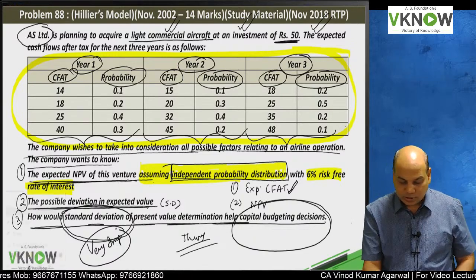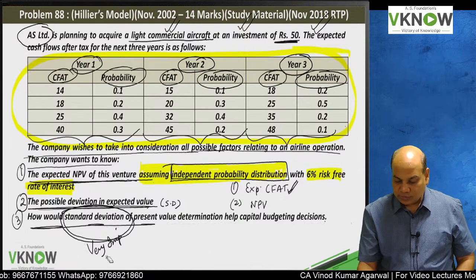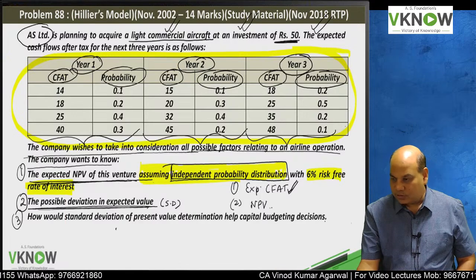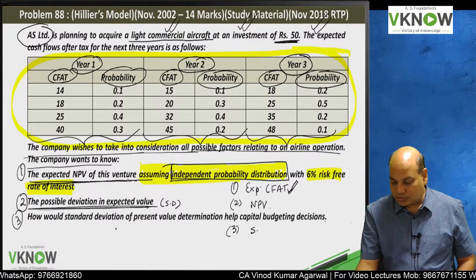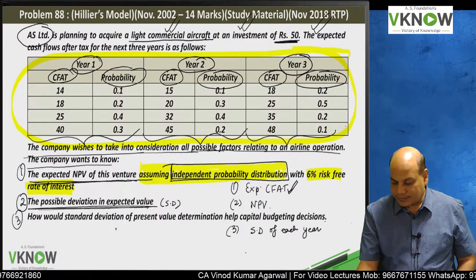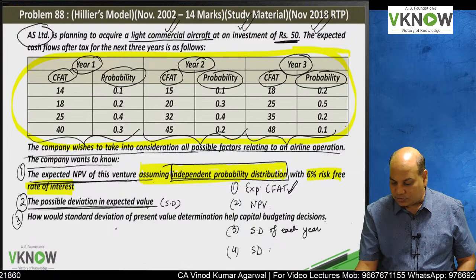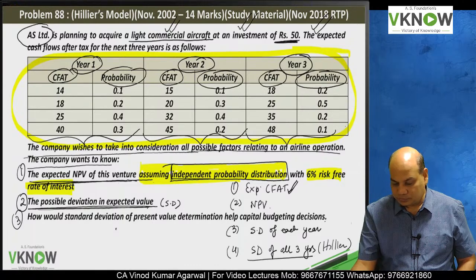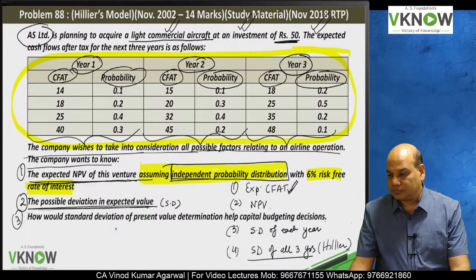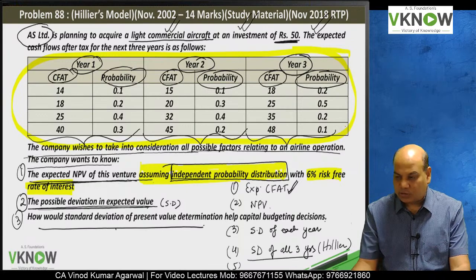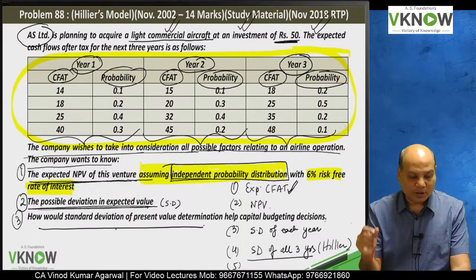So what will be my course of action now? First I will compute expected CFAT, then NPV, then standard deviation of each year. Then I will compute standard deviation of all 3 years by applying Hillier model. Is it right? So this will be the answer. And question number 5, the theory question part, is already printed in the book.